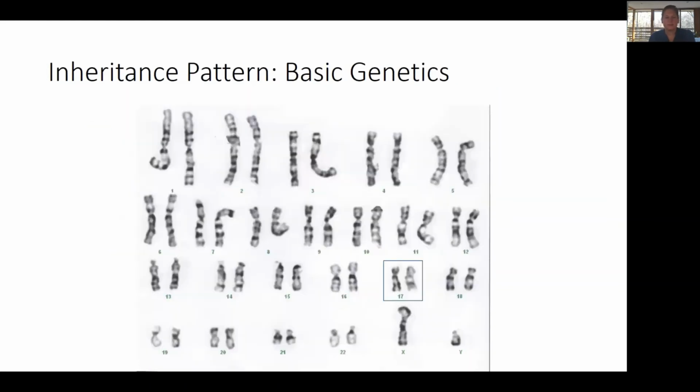So you can see here, this is called a karyotype, showing the 46 chromosomes, the 23 pairs, with the first 22 pairs being the autosomes, and then the 23rd pair being the sex chromosomes, an X and a Y here determining male.